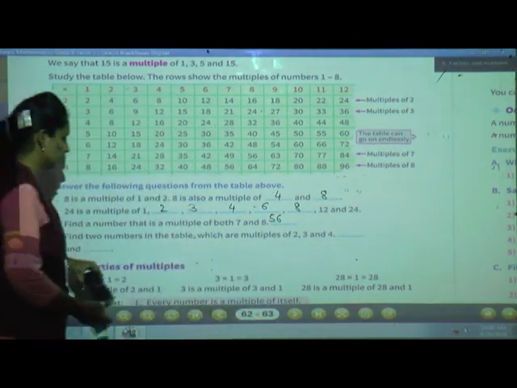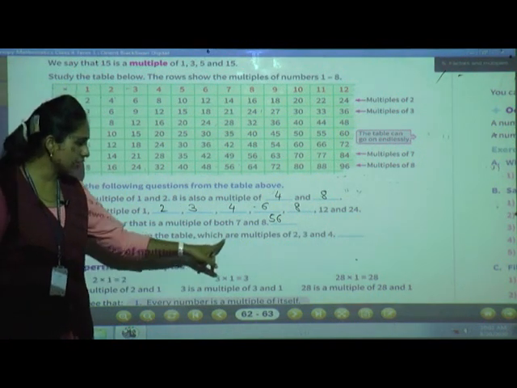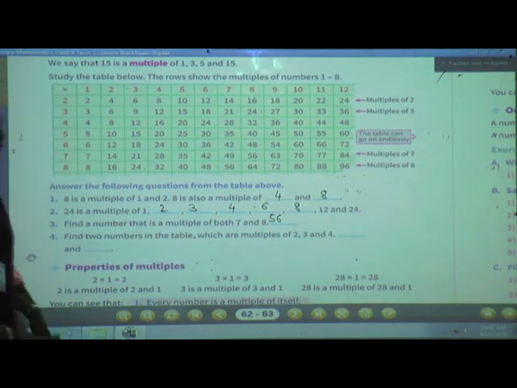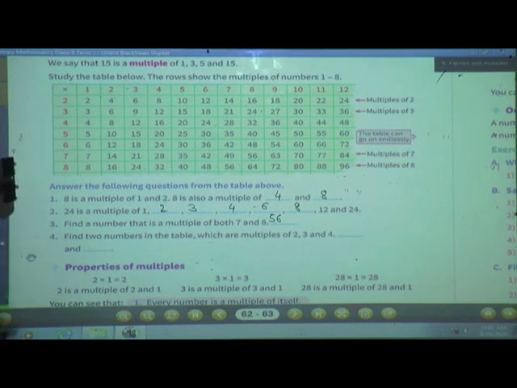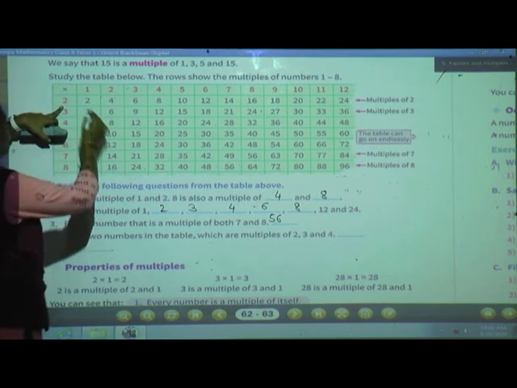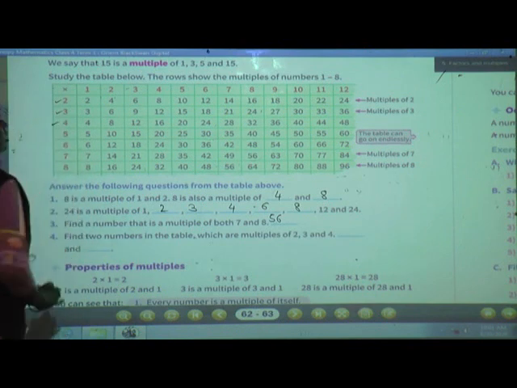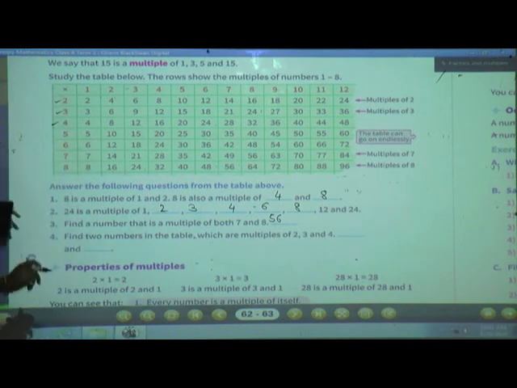Now the last one. See what is the question? Find 2 numbers in the table which are multiples of 2, 3 and 4. It means we have to find out 2 numbers, which number we can get by multiplying with 2, 3 and 4. Just see the 2 table. What is the common in 2, 3 and 4? In this 3 table, we should find out 2 common numbers.